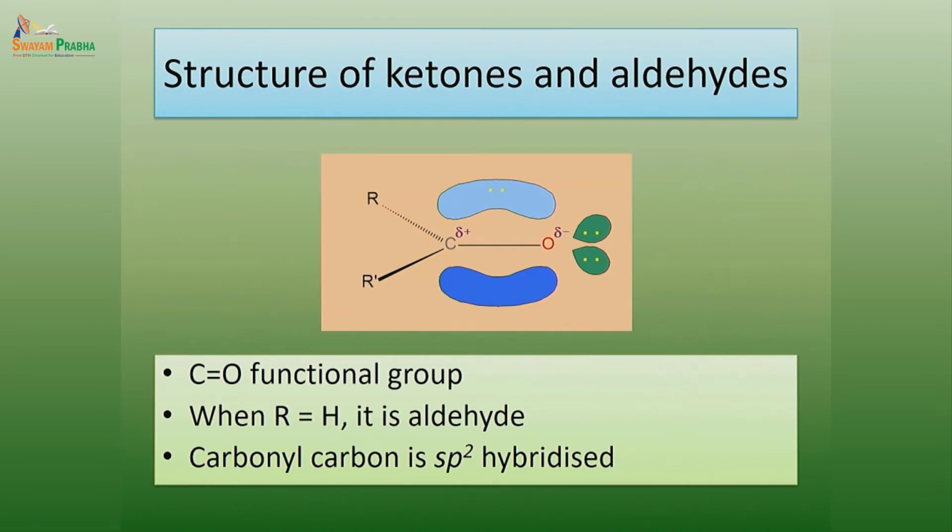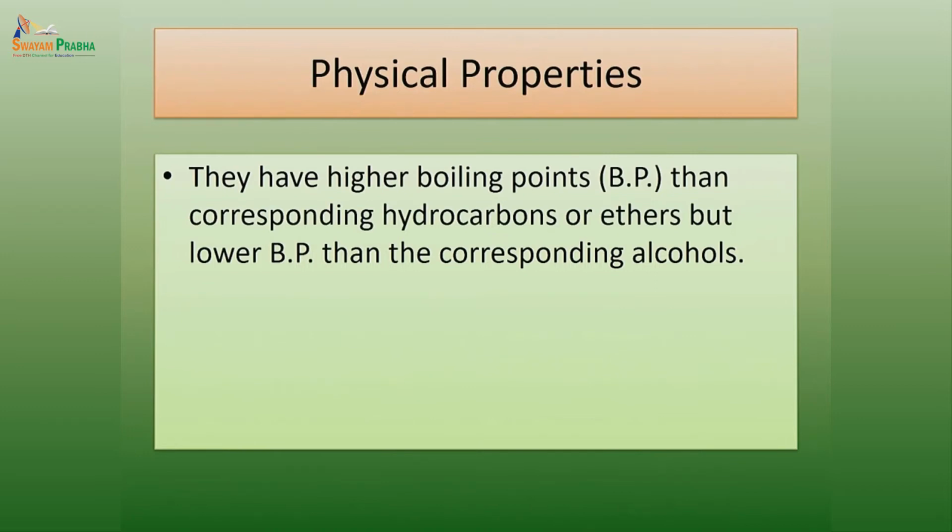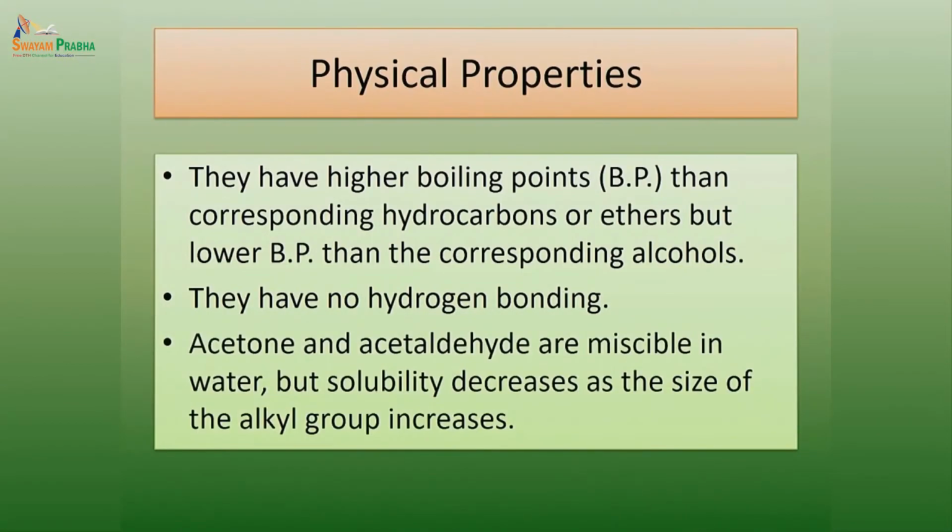Let us go to the physical properties. Aldehydes and ketones have higher boiling points than hydrocarbons, but they have lower boiling points than alcohols. In the case of alcohols, there is hydrogen bonding, so their boiling points are higher. Whereas in the case of ketones and aldehydes, there is no hydrogen bonding or less hydrogen bonding, due to which we have lower boiling points. Acetone and acetaldehyde are the two lower ketone and aldehyde members which are miscible with water, that is, soluble. But when the alkyl group size increases, the solubility decreases.